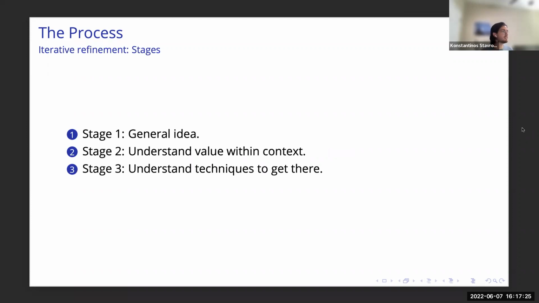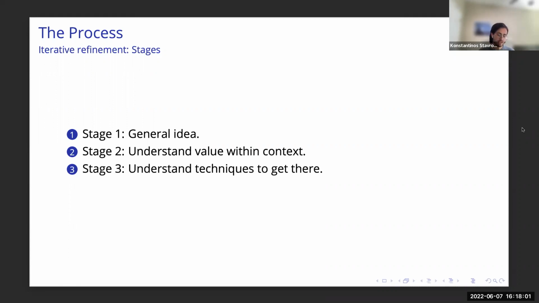Okay, so the suggested process consists of 3 stages. In the first stage, as we said, this is consistent with the idea of iterative refinement. And these 3 stages are of increasing information and more specific knowledge. In the first stage, one just gets a simple idea of what the problem is about and what are the contributions of the authors.